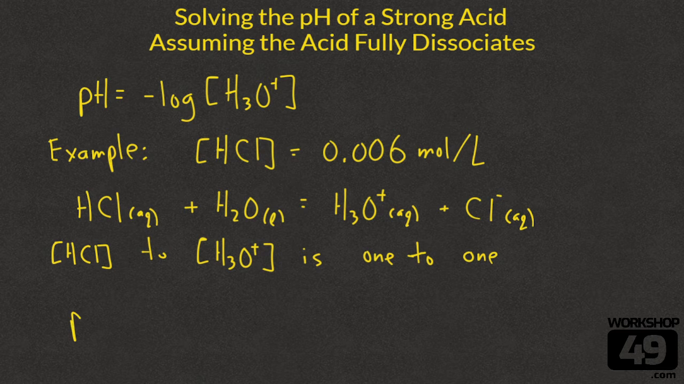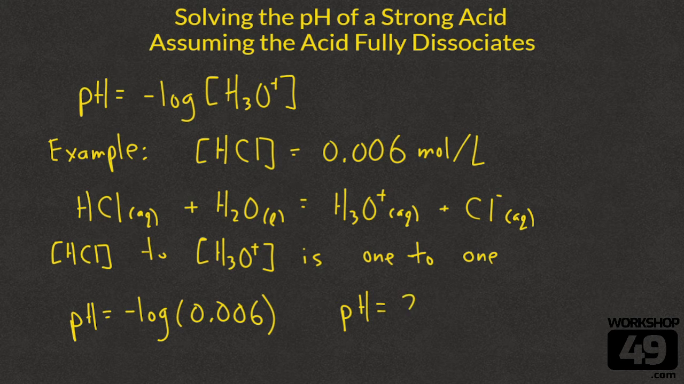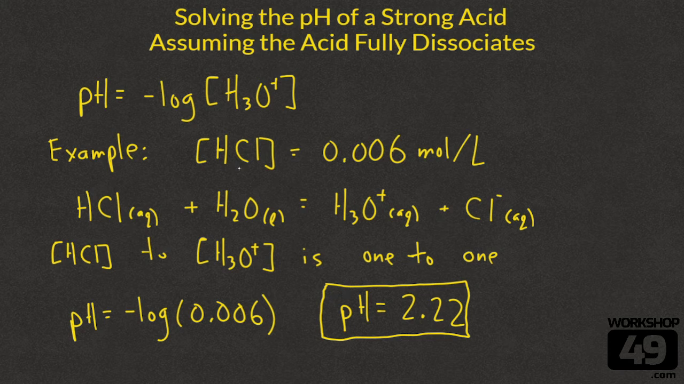0.006. Our pH is equal to the negative log of 0.006. Our pH will equal 2.22. And if you don't need to write that dissociation equation, and you can kind of look at the HCl and be like, okay, I know this is going to be a 1:1 ratio, this style of question becomes quite fast.